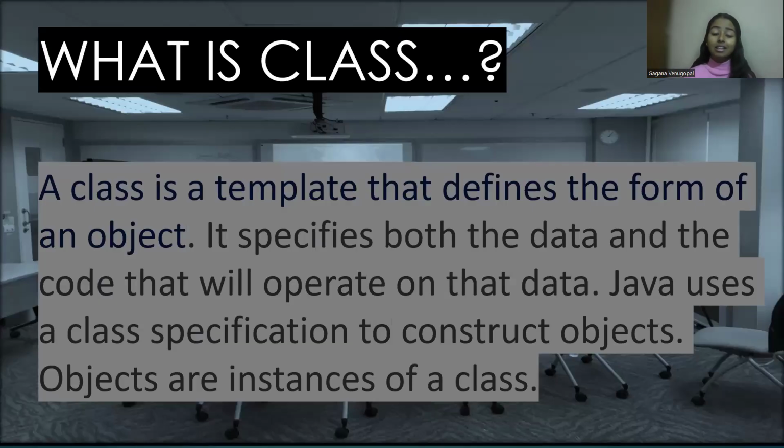What's a class? A class is a template that defines the form of an object. We can also say that a class is the blueprint that objects can derive from. It specifies both the data and the code that will operate on the data. Java uses a class specification to construct objects. Objects are instances of a class. In simple language, objects are derived from the blueprint of the class. They derive all the contents, all the variables, all the operations which are there in the class.